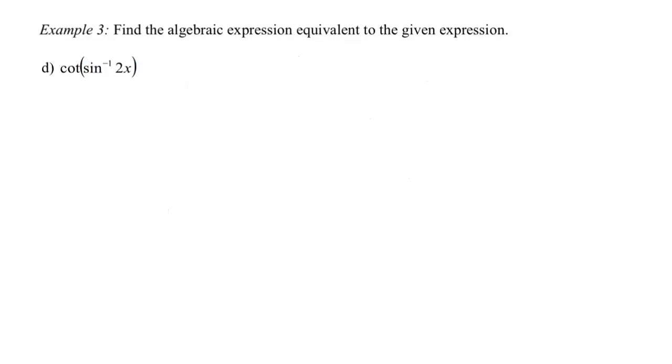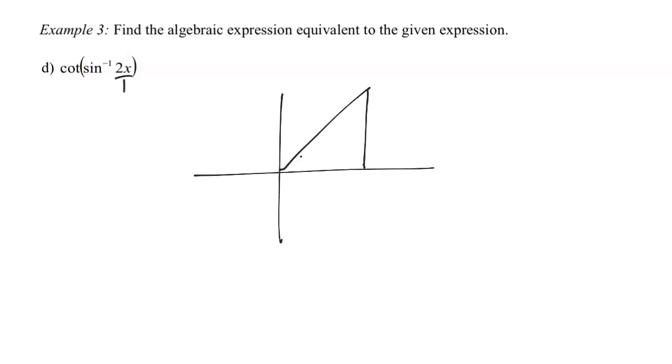Okay, last example here in section 4.7, and then we'll be finished learning about inverse trig functions. This is cotangent of the sine inverse of 2x. And again, you want to think about that as being 2x divided by 1. So when I draw a picture here, here's my angle. I want the sine to be 2x over 1. And so the sine is going to be opposite over hypotenuse. And so therefore this is going to be 2x on the opposite side and 1 on the hypotenuse.